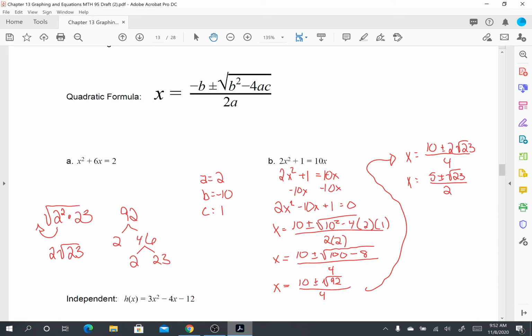We got these answers by completing the square, now we got them by the quadratic formula. You're going to be doing a few independent questions. This one below, I recommend you try using the quadratic formula on.